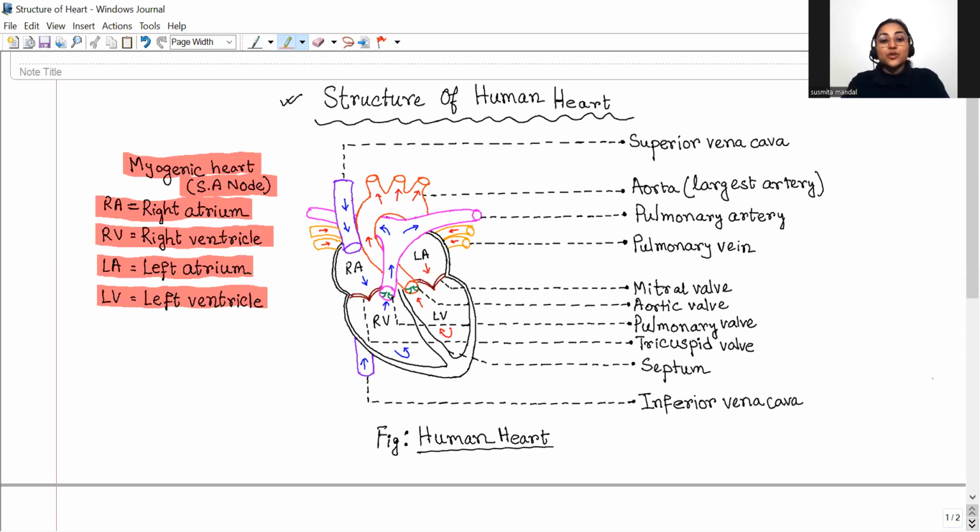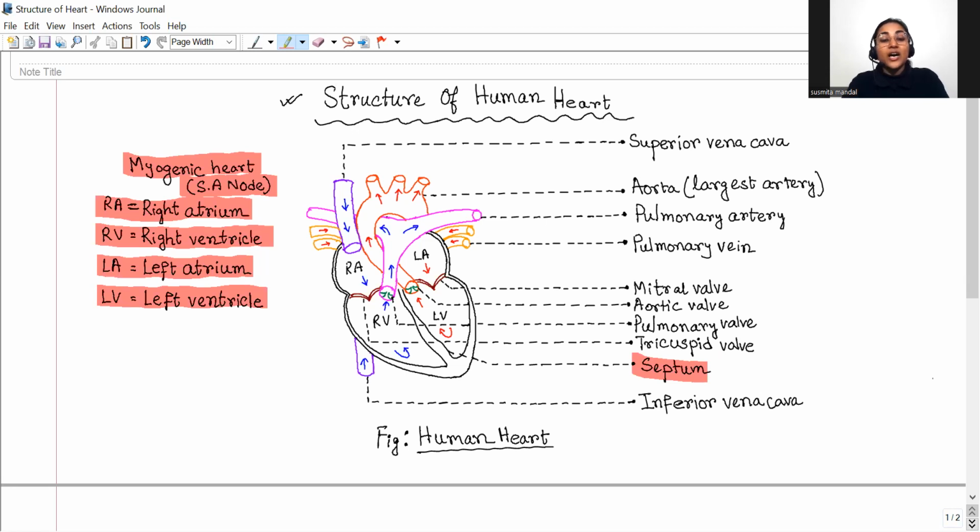Now, the right part of the human heart always deals with the carbon dioxide rich blood, that means the deoxygenated blood. And the left part of the human heart always deals with the oxygen rich blood, that means the oxygenated blood. The left part and the right part of the human heart are separated by the septum. So, the septum prevents the intermixing of the carbon dioxide rich blood and oxygen rich blood.